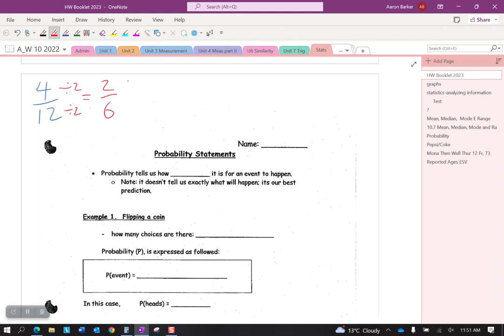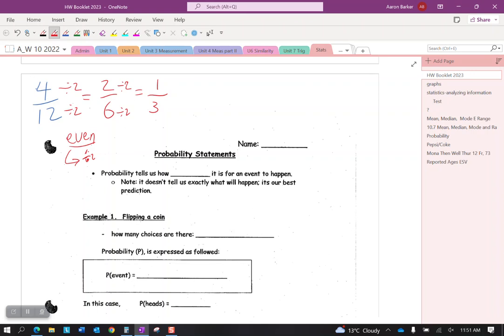Okay? It's not in lowest terms, because anytime you have two even numbers, you can always divide by 2. So I can reduce one more time. Divide by 2, divide by 2. And the proper work is to show it twice. And I get 1 over 3.